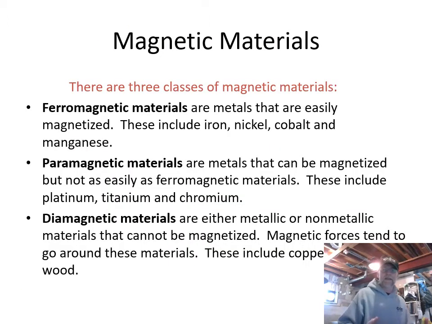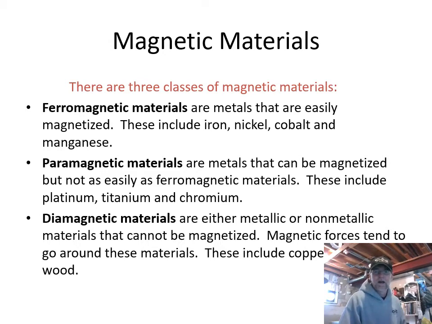All right, we can take any material and plunk it into one of three categories: ferromagnetic, paramagnetic, or diamagnetic. Ferromagnetic is the term we use to talk about materials that are easily magnetized, and there are four primary examples: iron, nickel, cobalt, and manganese. Diamagnetic, the third item, covers materials, metallic or non-metallic, which cannot be magnetized.